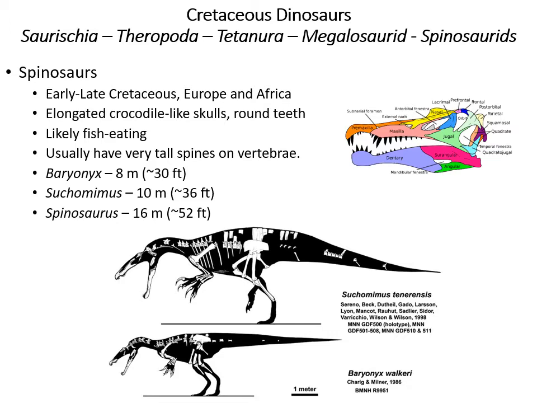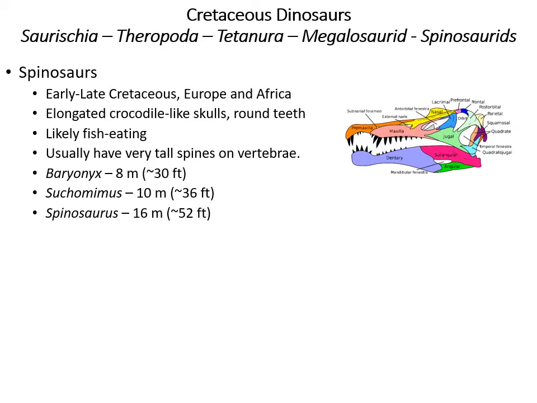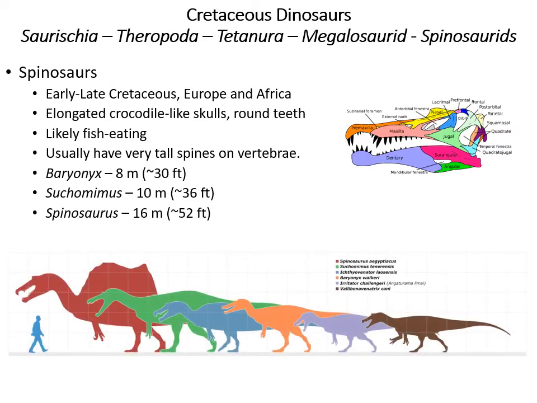then, of course, Spinosaurus. Spinosaurus aegyptiacus is about 16 meters long, so it's about 52 feet. It makes it one of the larger of the spinosaurs. Now, Baryonyx is among our shorter ones at around 30 feet long, or 8 meters, but still a very well-known specimen from England.